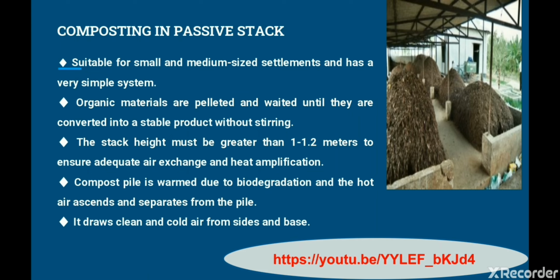Composting in passive stack. This method is mostly suitable for small and medium sized settlements and has a very simple system. Organic materials are piled and left until they are converted into a stable product without stirring. The stack height must be greater than 1 to 1.2 meters to ensure adequate air exchange and heat amplification. In this method, the compost pile is warmed due to biodegradation and hot air ascends and separates from the pile. It draws clean and cold air from sides and base. A disadvantage of passive composting is that if the stack is uncontrolled, anaerobic conditions begin and odor problems arise.